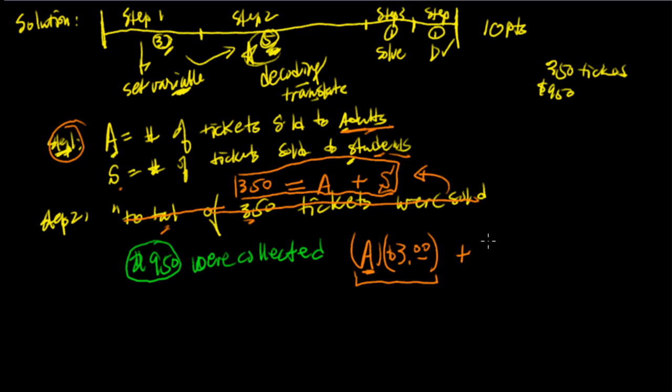As you might have guessed, each ticket sold to a student costs $2. And how many did we sell? S. So here is the total amount we would gather from selling tickets to students. And what's the total amount when I add them up? You guessed right. It's $950.